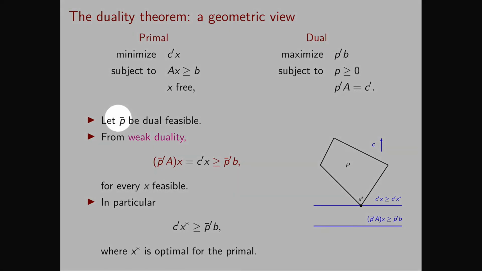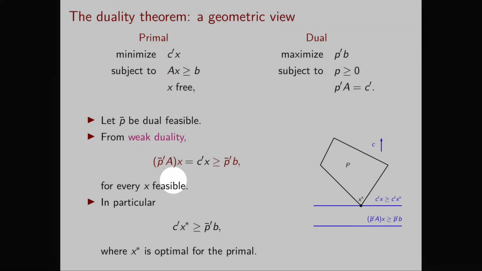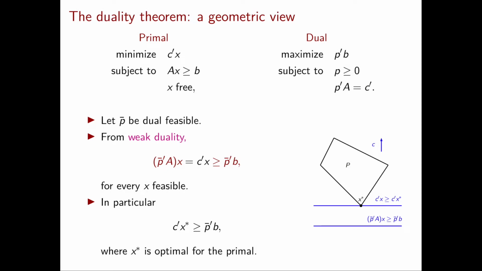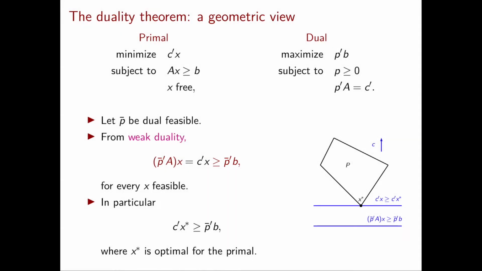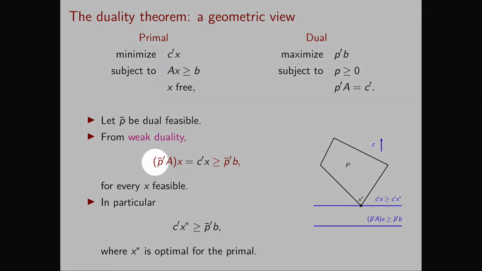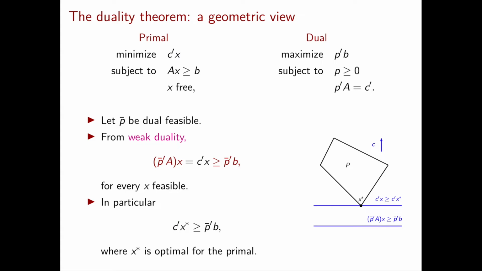Now let's pick a dual feasible point and we call it P bar. From weak duality, we know that C transpose X is greater than or equal to P bar transpose B for every feasible X. Now we can use the equality constraints in the dual to replace C transpose X with P bar transpose A X. So we have obtained that P bar transpose A X is greater than or equal to P bar transpose B. So our dual feasible P bar gives us an inequality involving the variables x, therefore an inequality for the primal problem.